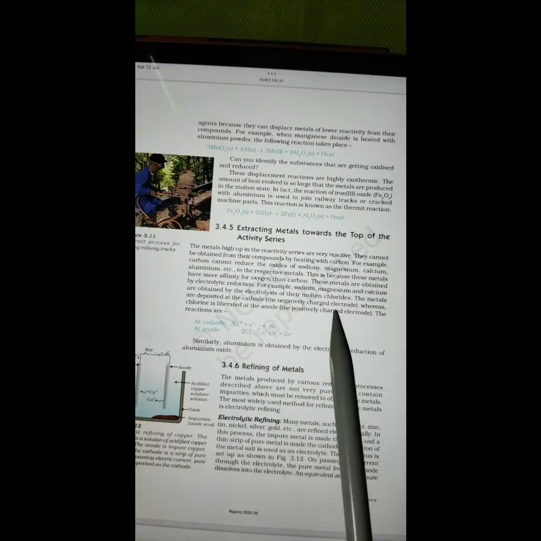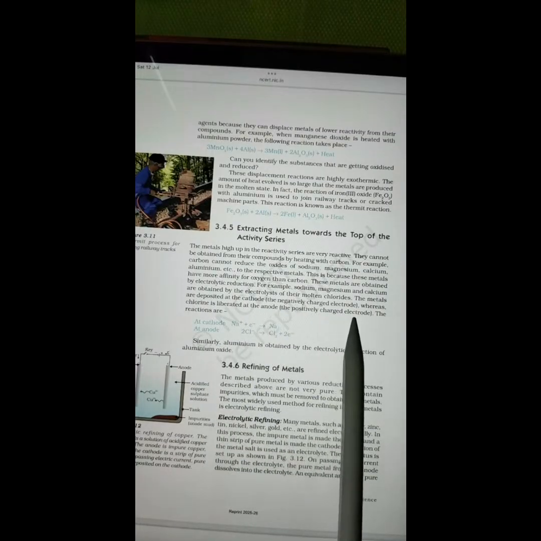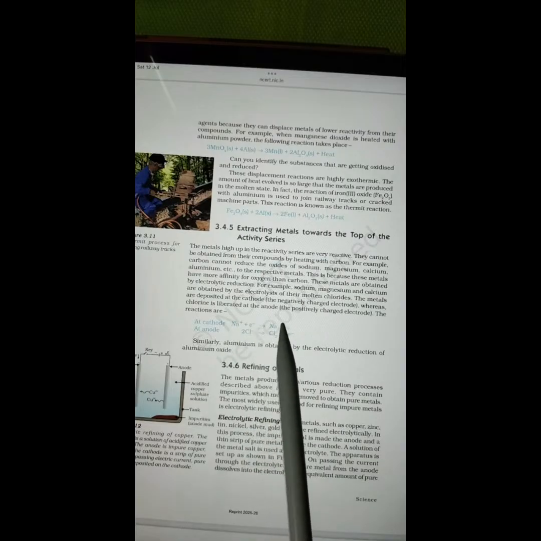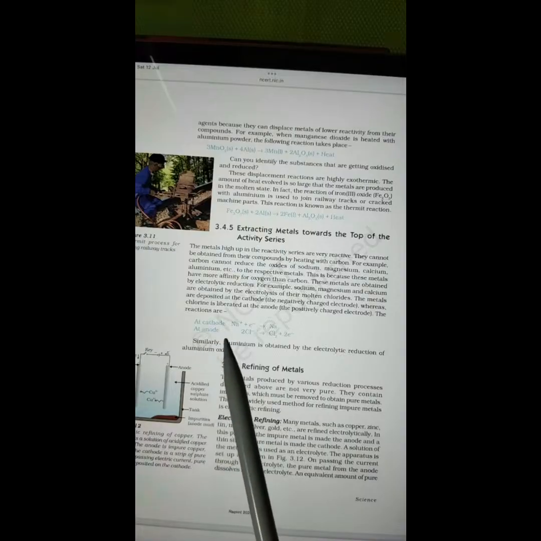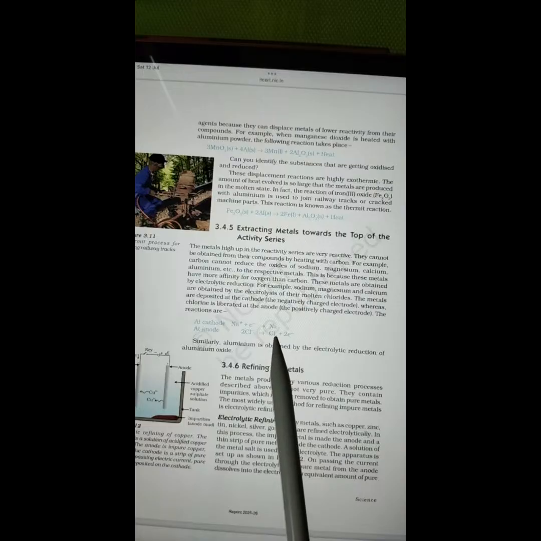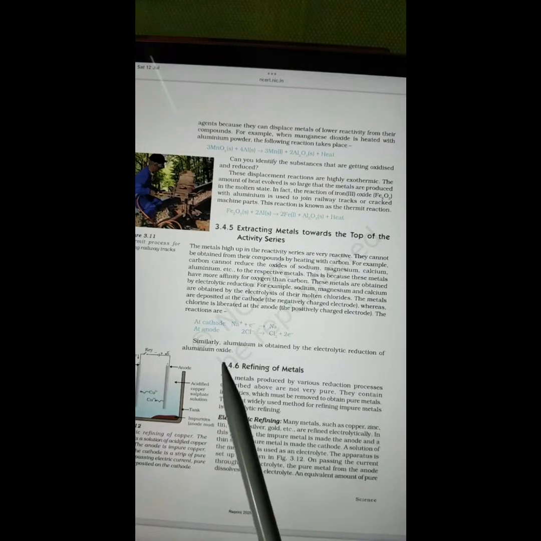For example, sodium, magnesium, and calcium are obtained by the electrolysis of their molten chlorides. The metals are deposited at the cathode, the negatively charged electrode, whereas chlorine is liberated at the anode, that is the positively charged electrode. The reactions are: at cathode, Na+ will be getting an electron, so it will be forming a neutral atom, Na. At anode, 2Cl- will be getting converted to Cl2 plus electrons. Similarly, aluminium is obtained by the electrolytic reduction of aluminium oxide.